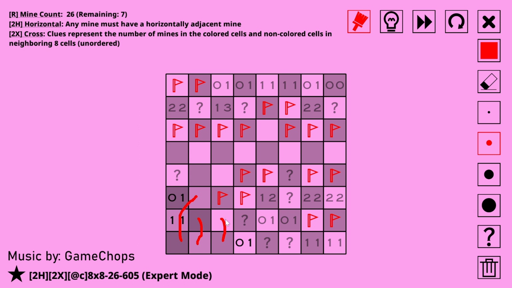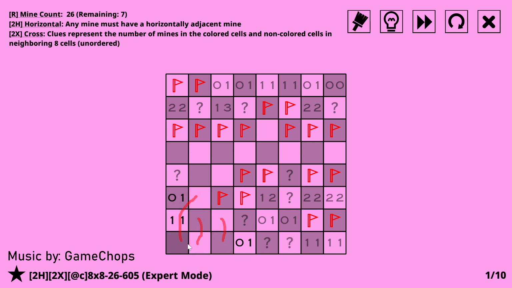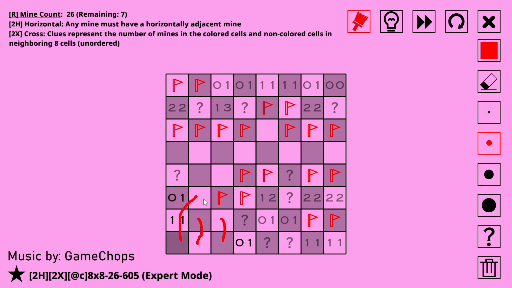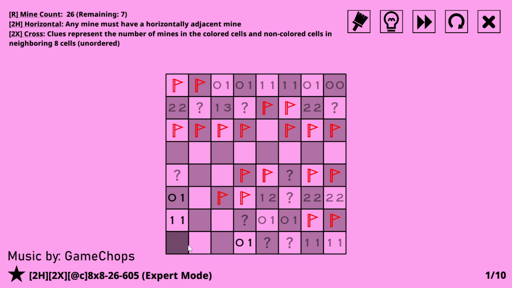Oh, the 1-1 is 1 of each color. So it's either both of those. It's either those or those. And it can't be both of those because you only have 1 mine there. So it must be both of those, which gives you this, which means that can't be a mine. In fact, this one is complete. So this one must have a mine there, which must have a partner. 2 mines remaining. Where? Every mine has a partner so far, so it's 1 final mine placement.